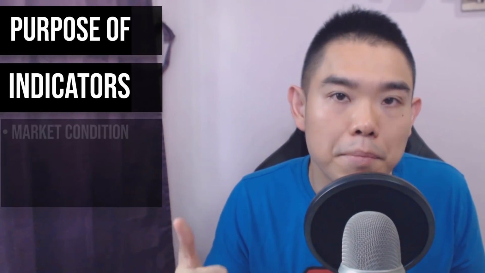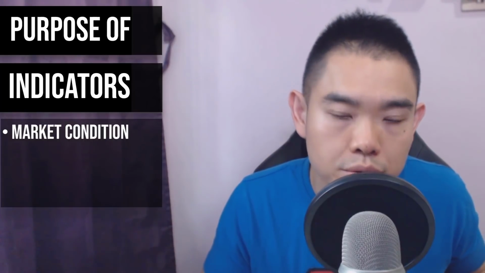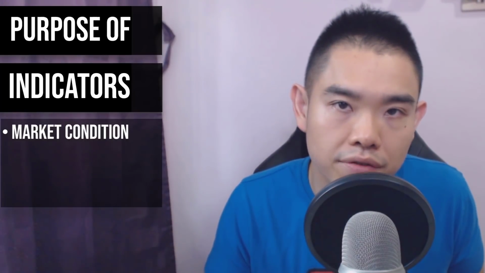But first, before you get started with indicators, you must understand one thing. You must understand what indicators can be used for. There are many indicators out there, but you have to ask yourself this question: what are those indicators built for? What are they used for? Based on my trading experience, most indicators can be used for one of these four categories. The first category is that indicators can help you identify market condition, whether the market is in a range, whether it's trending, whether it's in a low volatility environment, etc.